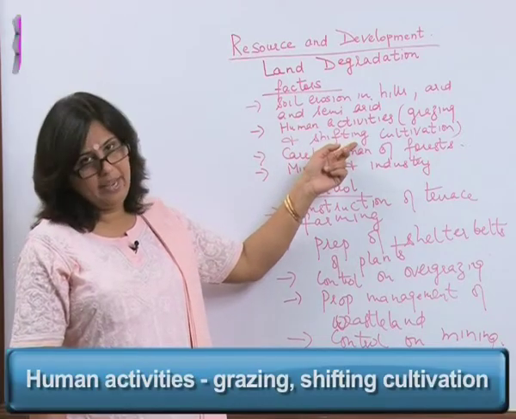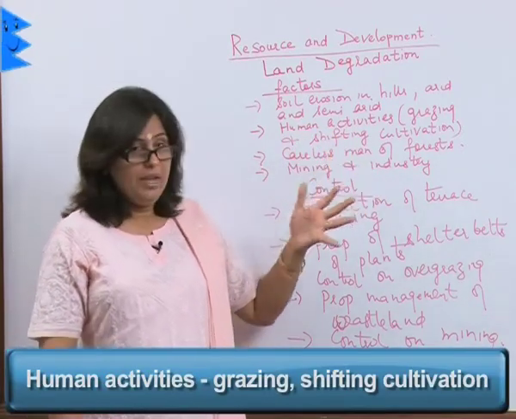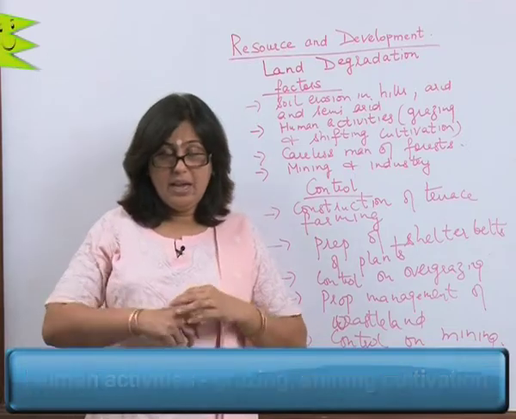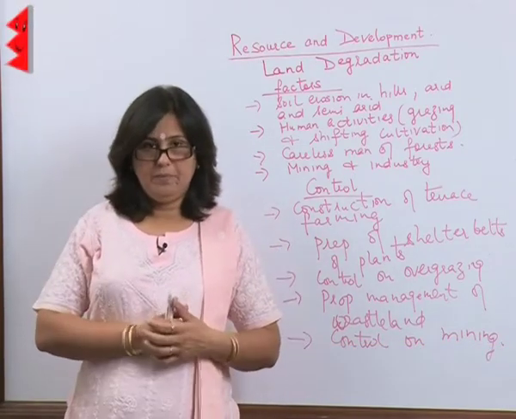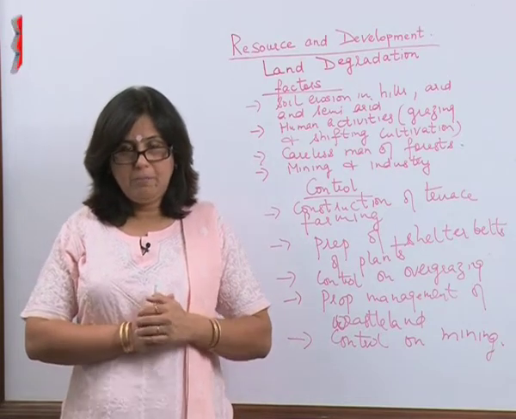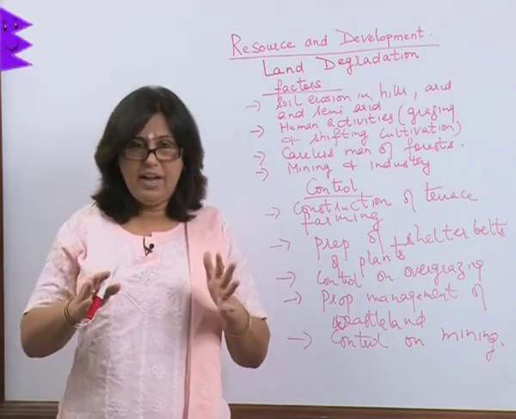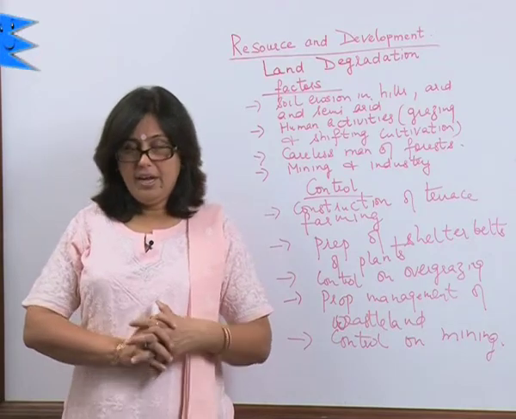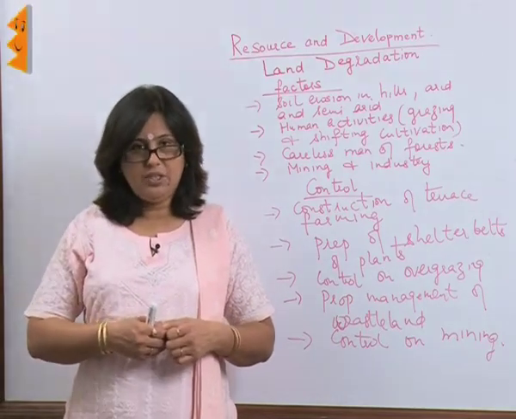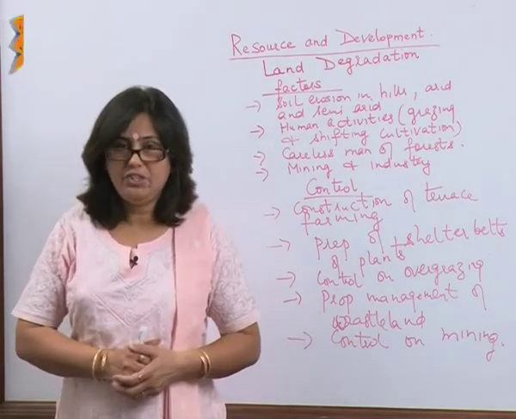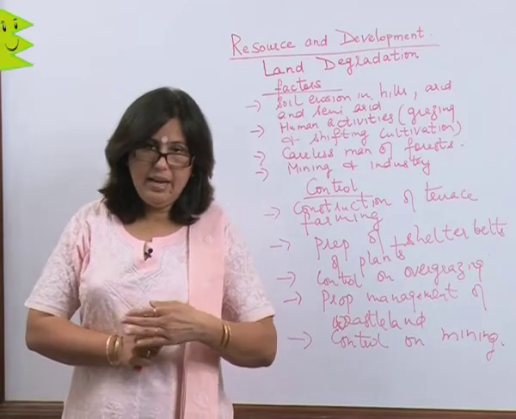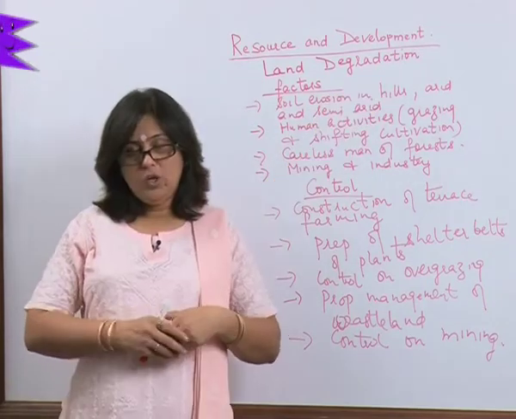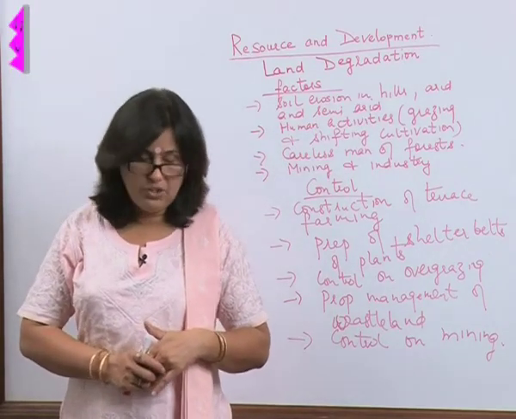Then next are the human activities. Human activities could be when there is grazing, when there is shifting cultivation. Now, grazing means actually in fact overgrazing, and shifting cultivation is when people, especially those of the tribes and in the remote areas, cultivate a piece of land, and when it becomes unfit for cultivation, they move on to the next piece of land which is fertile in nature, thus making the land lose its fertility, which leads to land degradation. It is also called slash and burn agriculture.